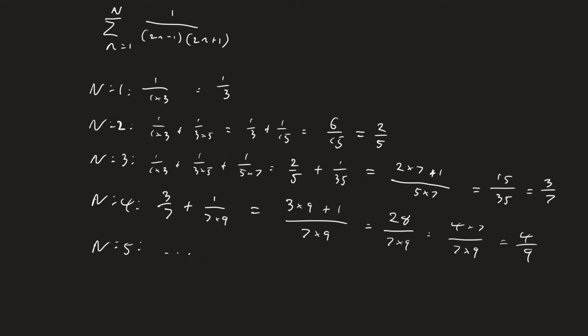The second term is going to be the first term plus what we get when n is equal to 2 here, and that gives us 2/5. The third term is going to be the second term, 2/5, plus what we get when little n is equal to 3, which will be 1 on 35, and that simplifies to 3 on 7, and so forth. We see that the first few terms are 1/3, 2/5, 3/7, and 4/9, and maybe you can already start to see a pattern emerge.